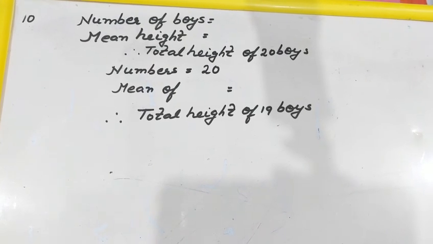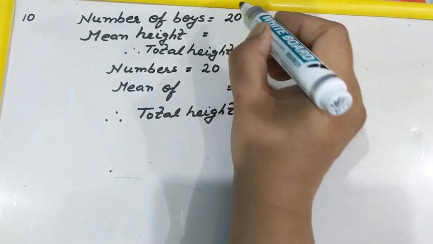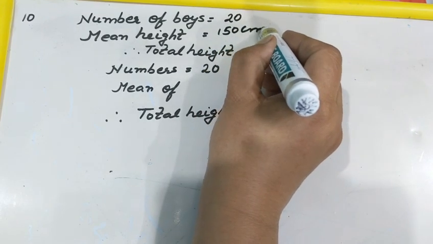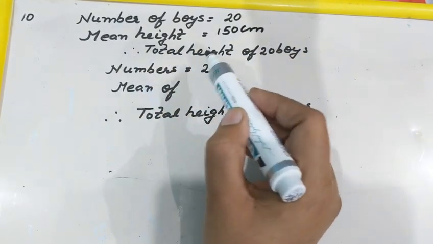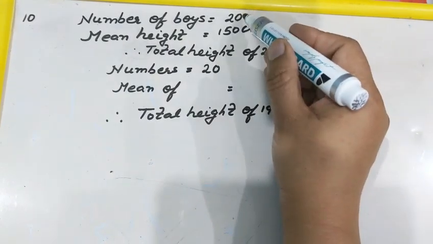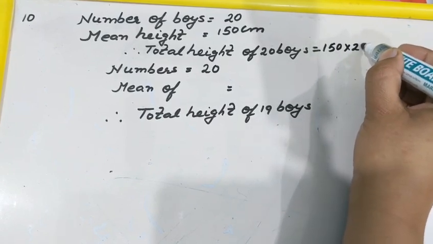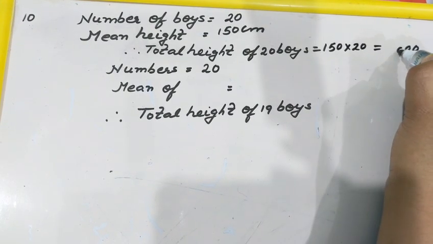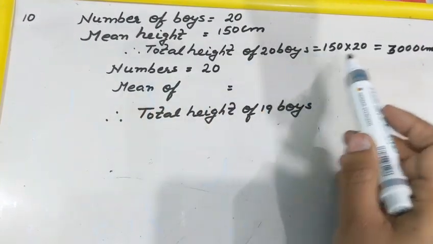So let's try to understand this question. Number of boys equals 20. Mean height equals 150 centimeter. This is the mean height of 20 boys. From here we can easily calculate the total height of 20 boys. Total height of 20 boys means mean into number of observation. That is 150 centimeter into 20 equals 3000 centimeter. Take care children, this is the total height of how many boys?